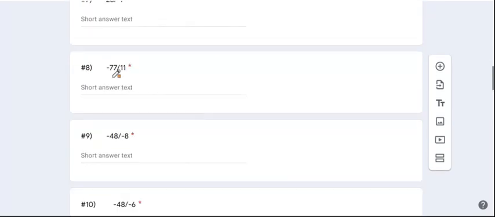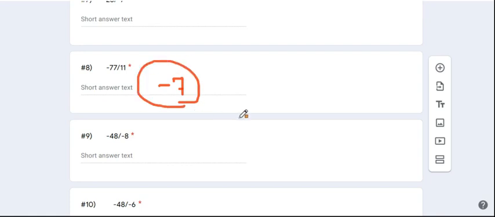All right, look at number 8 right here. -77 divided by 11. These have different signs, so answer is negative, whatever 77 divided by 11 is, which of course is 7. So -7.